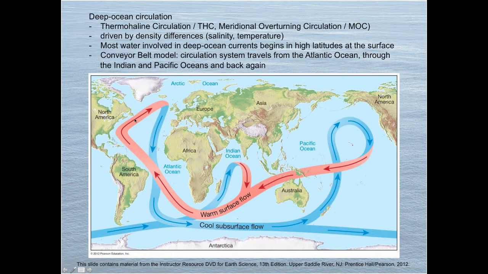So the thermohaline circulation, or the conveyor belt model, kind of illustrates how the different oceans around the globe interact, and how they are really connected to each other. It also illustrates how heat is transported around the globe, and the general pattern of circulation.